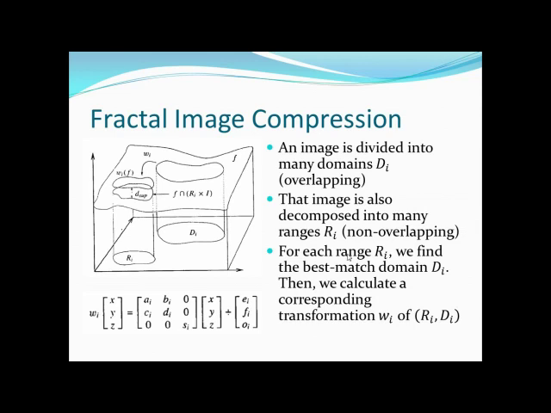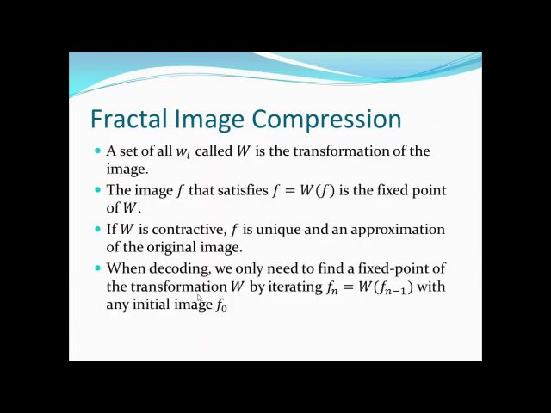Then we calculate a corresponding transformation Wi of the pair of RI and DI. Here I show an example of a DI and RI block. This equation shows all the coefficients of the transformation Wi: A, B, C, D, E, F, and O. These coefficients will be saved in the compressed file. And the set of all Wi, called W, is the transformation of the image.